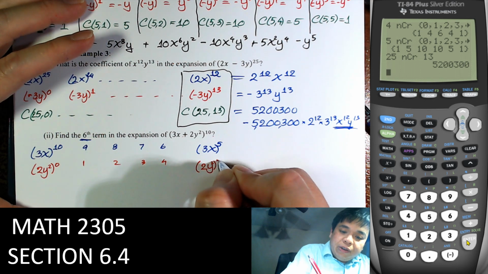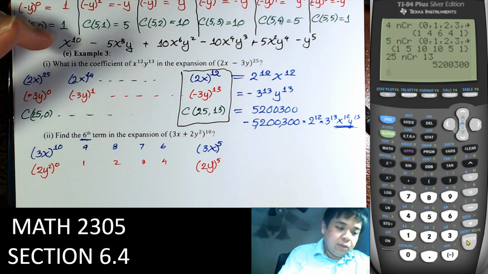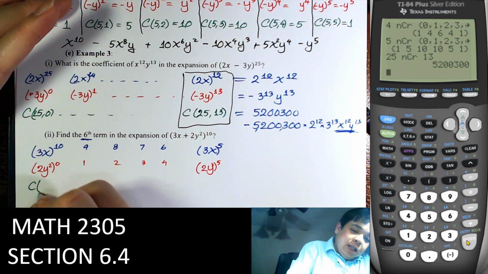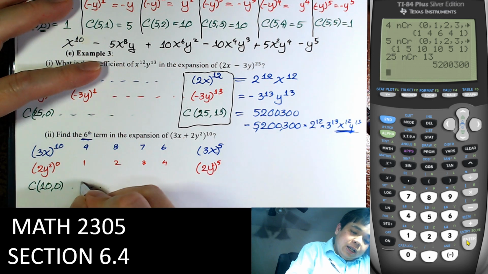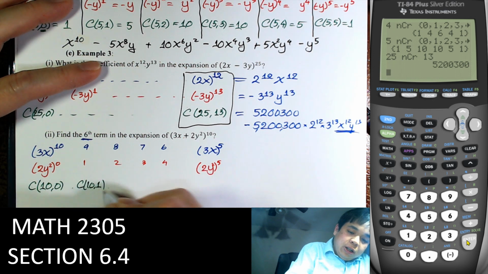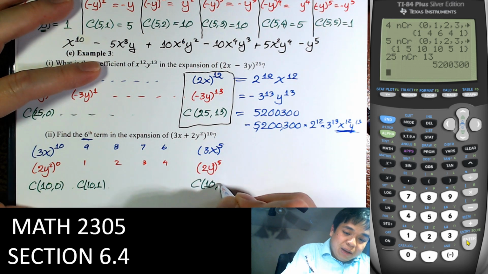Square here to the fifth. Of course, the powers here add up to 10. And then C(10, 0), C(10, 1), and so on. Like I said, the second number is the same as that second number.